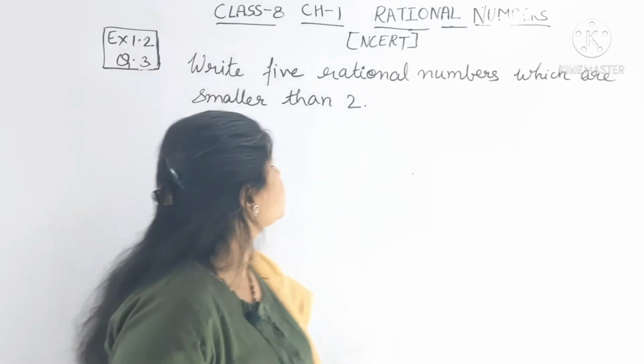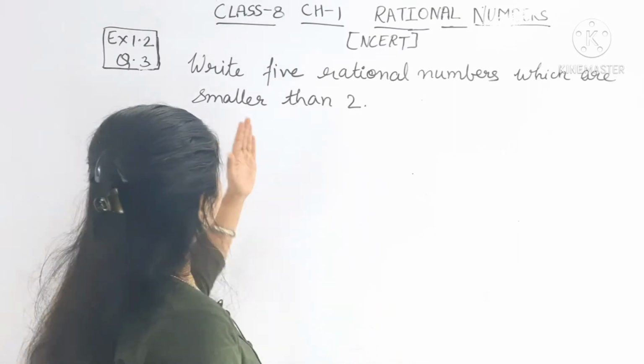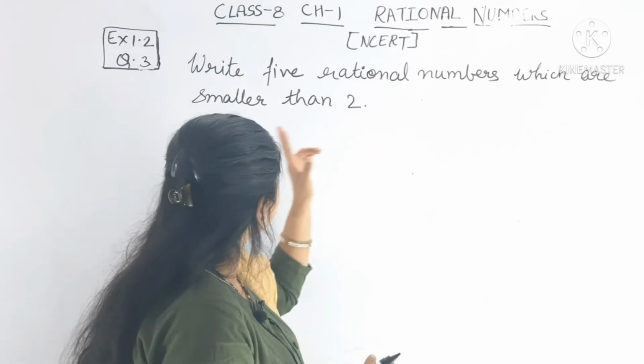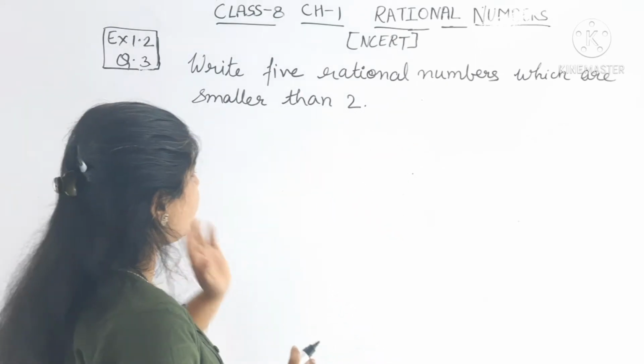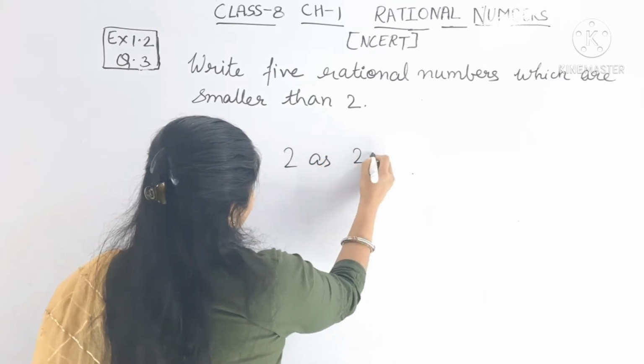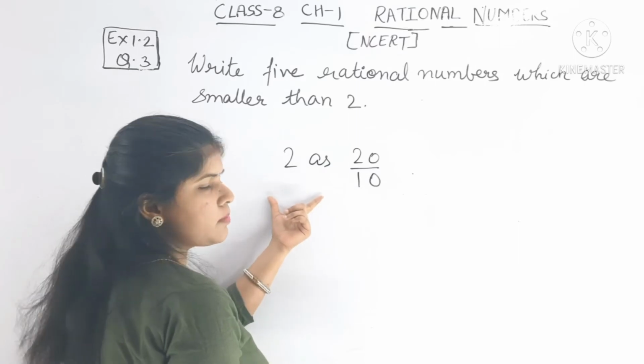Now students, let's see question number 3. What is the question number 3? We have to write 5 rational numbers which are smaller than 2. Which are smaller than 2. You can write 2 as 20 by 10. I can write like this. Okay, that is similar to 2.